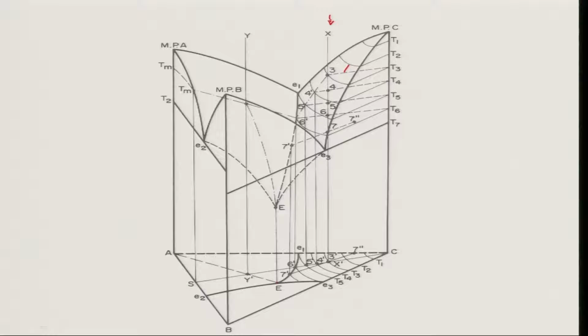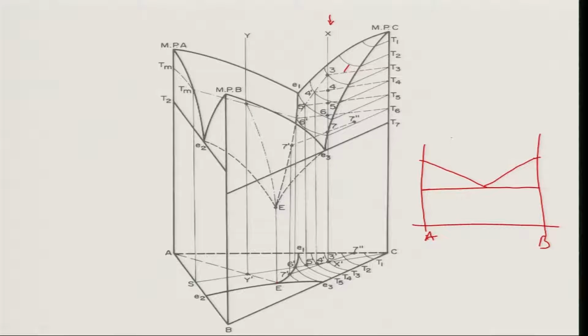As it cools down, remember that binary. Let me just tell you the binary, binary is easy, and I am just drawing the simplest possible binary phase diagram between A and B. If I take an alloy composition X, what will happen? Nothing will happen. This is liquid, this is A plus L, this is B plus L, right. What will happen?